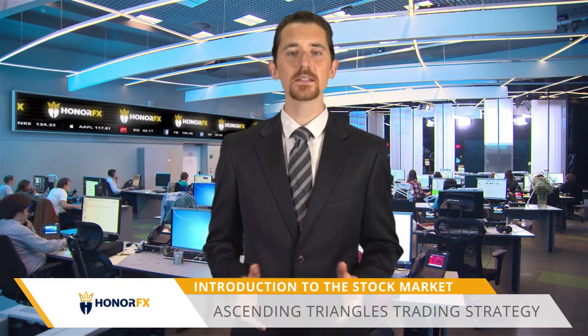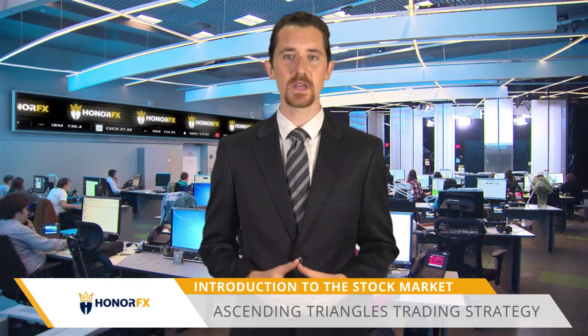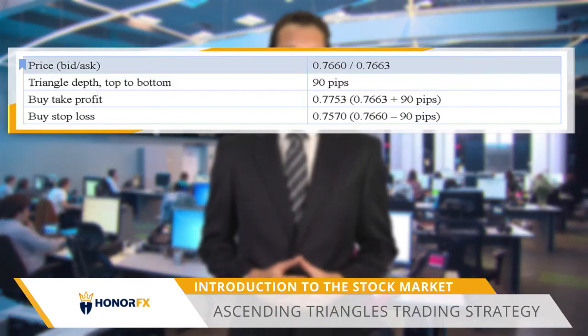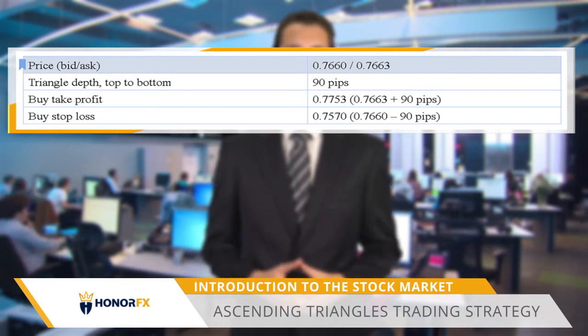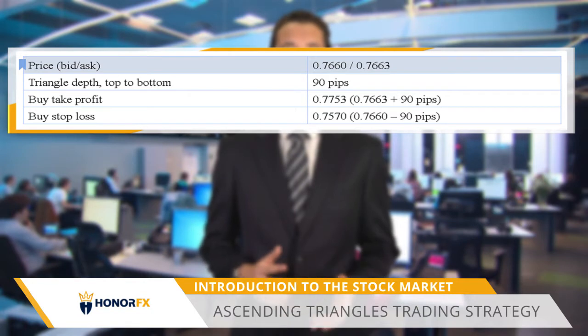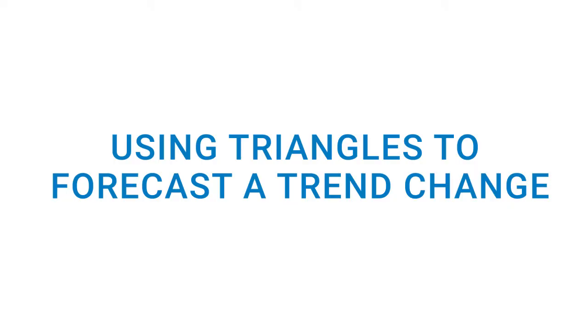AUD to USD example. Let's say a triangle on AUD to USD has a depth of 90 pips. As you can see in the example, the trade would then be. This gives a 90 pip leeway above and below the open level. You can set this to be more or less aggressive according to your risk levels.